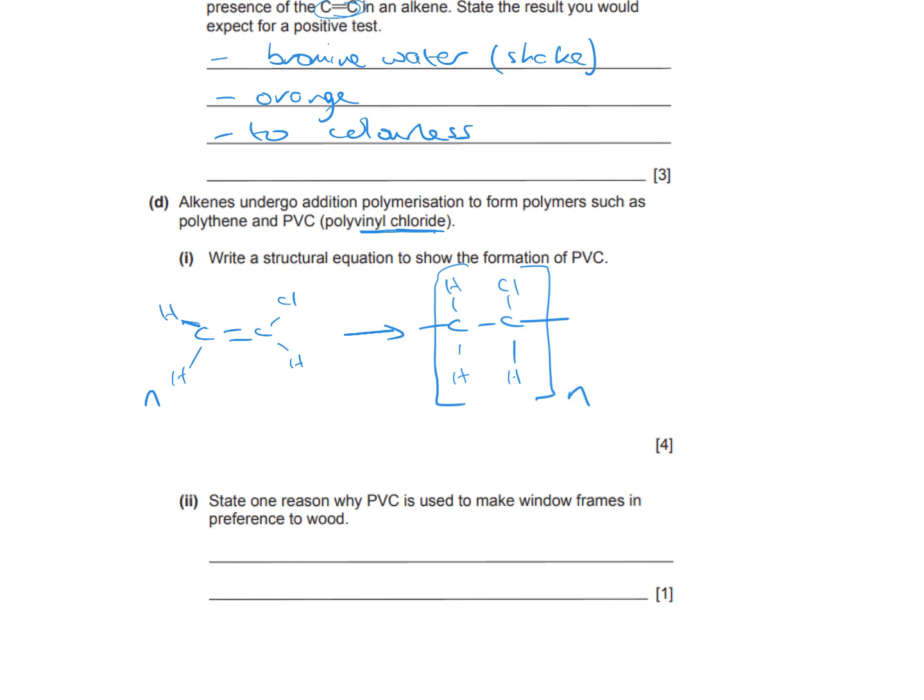One reason why PVC is used to make window frames in preference to wood, things like it's more durable or doesn't rot, needs less maintenance. I wouldn't say something like it's cheaper, things like that, because obviously wooden windows could be expensive as well.